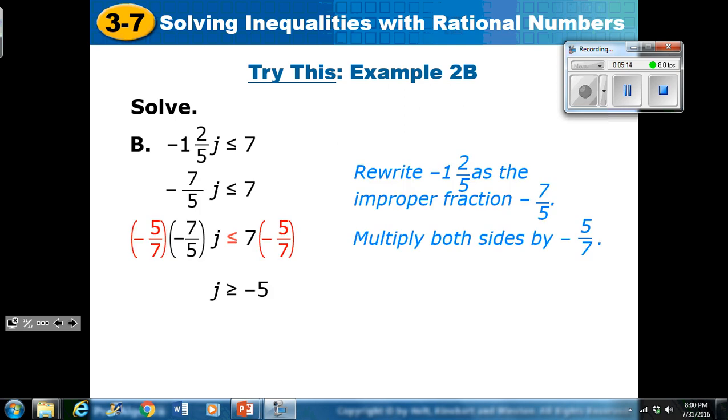This one's pretty tough, so I just want to take a minute to explain it. Here we took our negative 1 2/5 mixed number and simply changed it to negative 7/5 improper fraction. Then to get rid of negative 7/5, we multiply by the reciprocal, negative 5/7. Whatever we do to one side, we have to do to the other side. And since we multiplied both sides by this negative, that causes the inequality to flip from less than or equal to greater than or equal to.